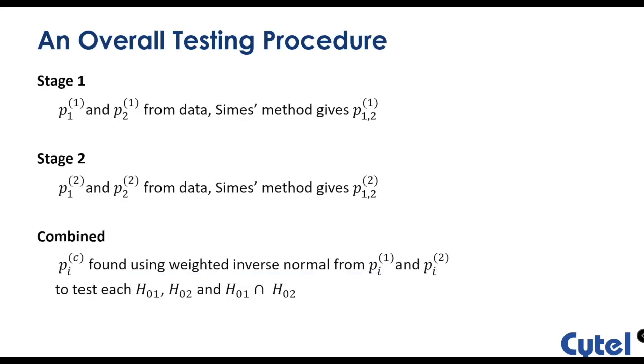but again, you can consider other possible methods. So overall, how do we put these two things together? Well, within each stage, we might apply Simes' method to get our intersection p-value from our individual p-values. So we see that in both stage 1 and in stage 2. And then we combine everything together using a combination test of the form seen on the previous slide, such as the weighted inverse normal, to test each hypothesis globally. And so you're just combining the p-value from the first stage and the p-value from the second stage within the subgroup that you're currently testing.